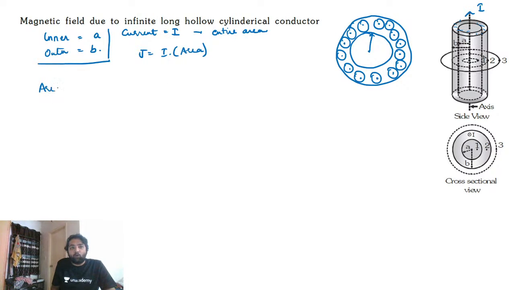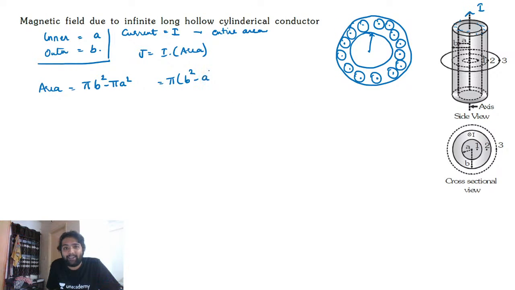एरिया जिसका आउटर रेडियस B है, इनर रेडियस A है, तो area will be equal to pi B squared minus pi A squared. Outer area minus inner area, simple, which will be equal to pi into B squared minus A squared. This is how you get the area of a not fully hollow but semi hollow cylinder. So what is current density here? It will be equal to I by area, of course, I by pi into B squared minus A squared.